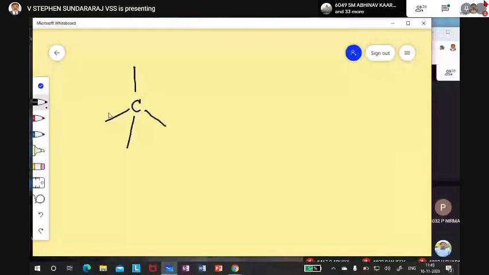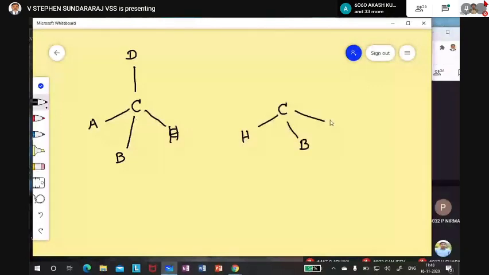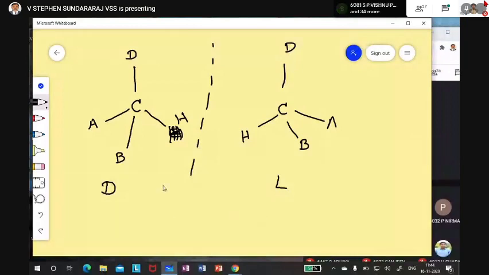A, B, C, D. Okay, and here what is the mirror image? This is A, B, C, D. I will take this as hydrogen. So hydrogen, B, A, and this is D. This is a mirror image. Okay, this is one configuration, an arrangement. This is another configuration, on the right side. This is hydrogen. Right, and the configurations are given the names capital D and capital L.